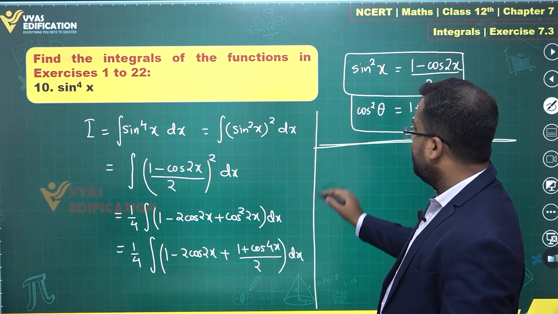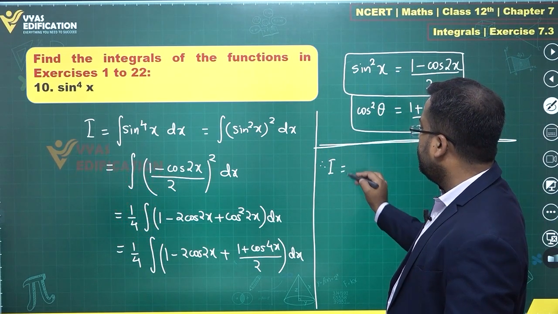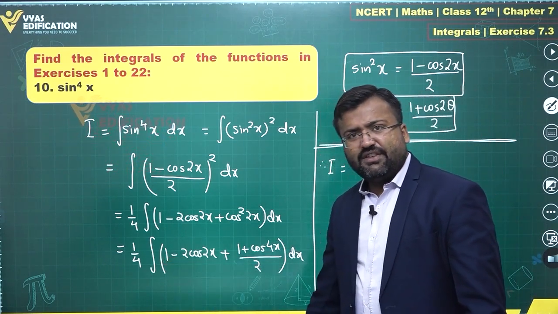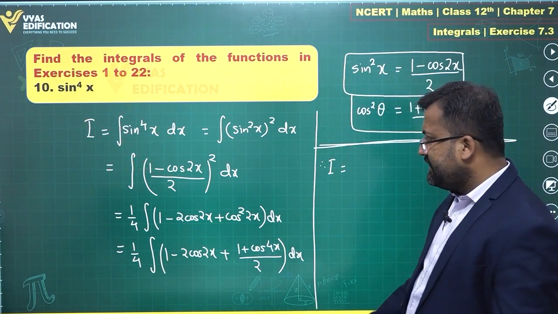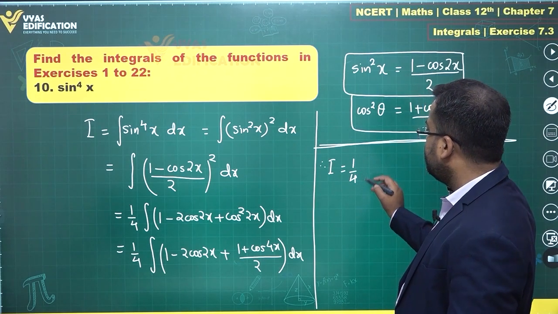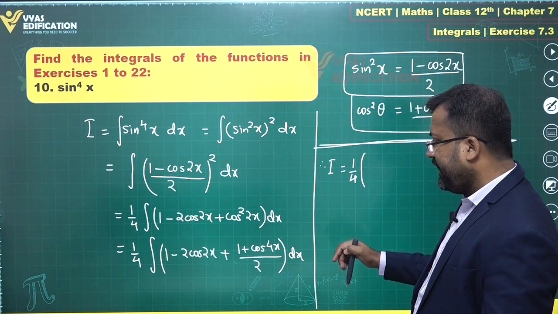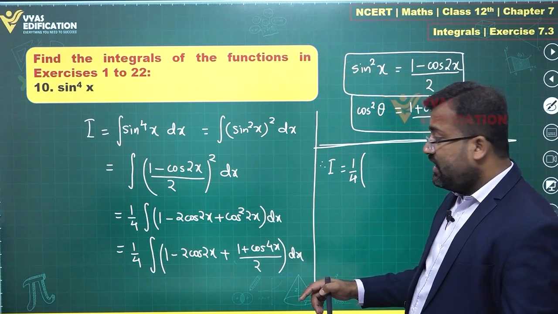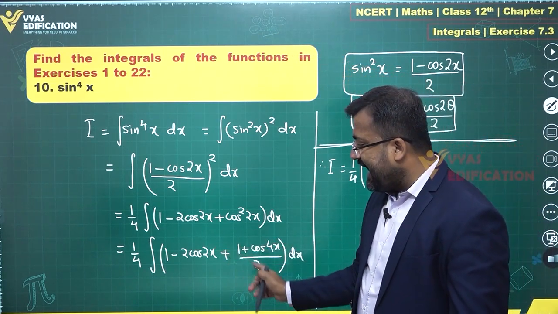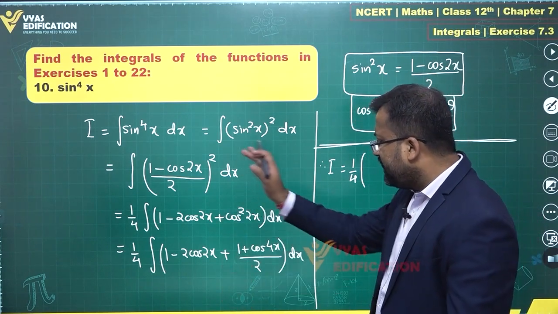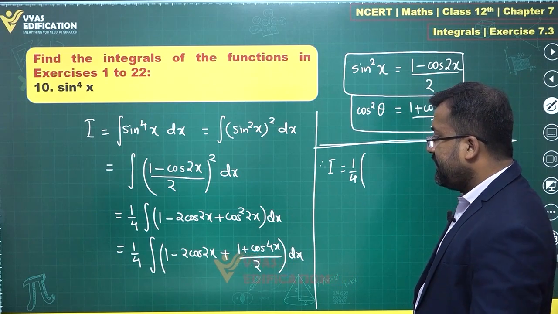Therefore, I is equal to, I have a 1 by 2 and I have a 1. Do you observe that? So these can be added. I have 1 by 4 on the outside. Inside the bracket, the integral of 1 will not be difficult. Can I add this 1 and 1 by 2 first? Yes, I can do that, or for the time being, let us keep them separate.